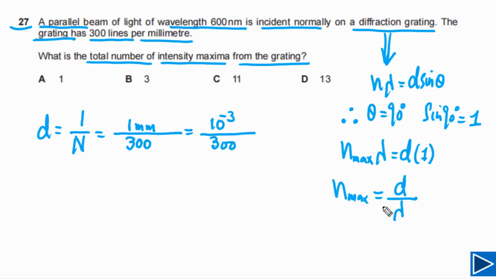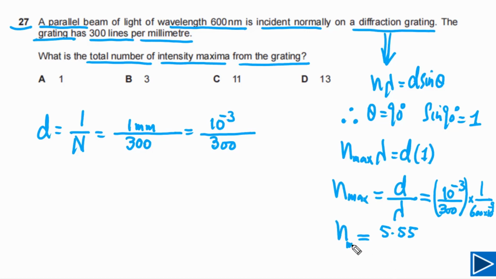Now simply this value of d we can plug in here. So d is equal to 10 to the power of negative 3 divided by 300, and this one is multiplied with 1 over lambda, and the value of lambda is given. This is 600 nanometers, meaning 600 times 10 to the negative 9. Now we need to solve this for n max. If we solve this for n max, our final answer will be 5.55. So this is the value of n max, 5.55.